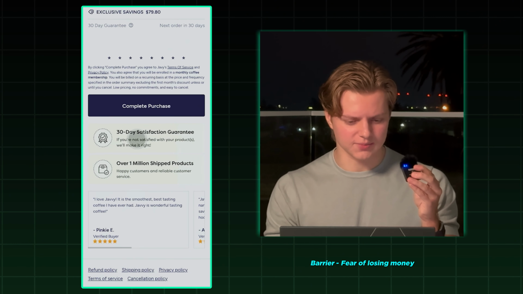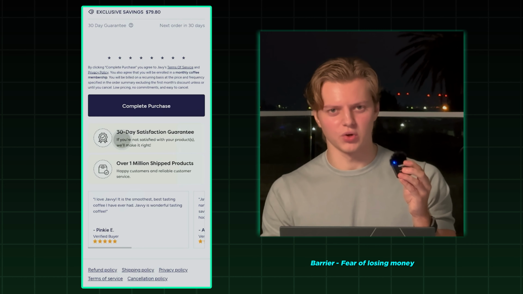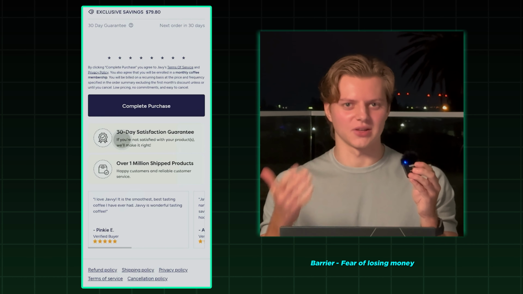It should be more explicit. They just say that we'll make it right, and you should be more direct. I don't care that you'll make it right. I want my money. It's a good idea to actually extend all the concepts I'm talking about also to the checkout if you can. Then we are moving on to fear of losing a good deal for JV Coffee.